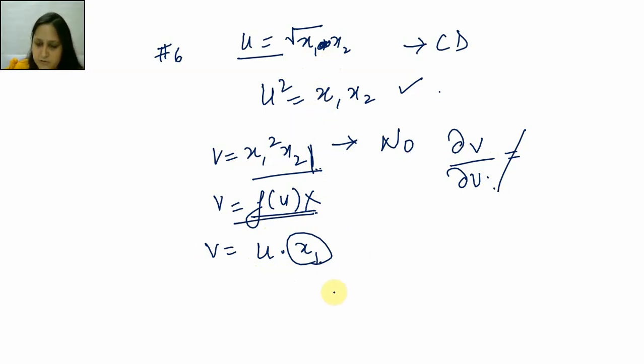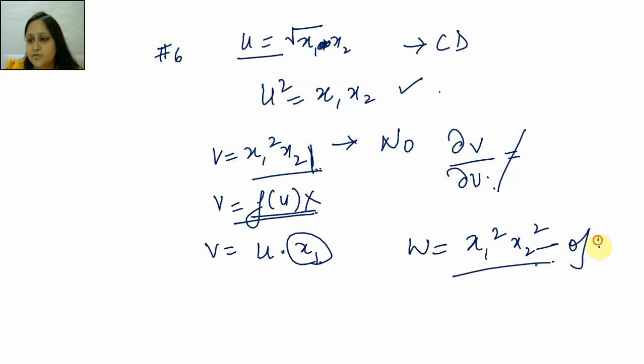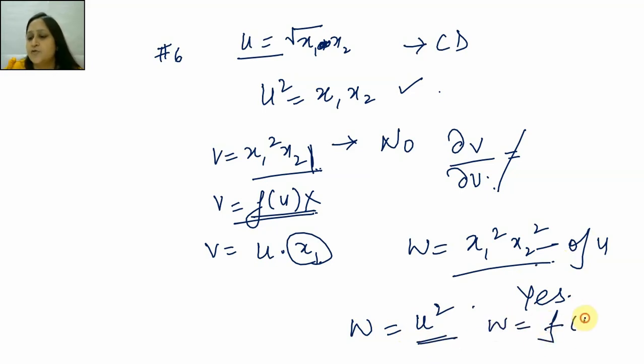Similarly, they've given us another function which is w equal to x1 square x2 square. Is this a monotonic transformation of u? Yes. Why? Because I can write W equal to U square. The moment I can write it like this, W is a complete function of U without any x1, x2. That means it's a monotonic transformation. So this is not a monotonic transformation of this function, but this is a monotonic transformation of this function.